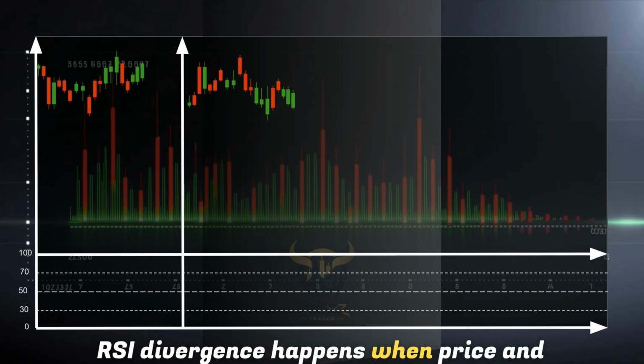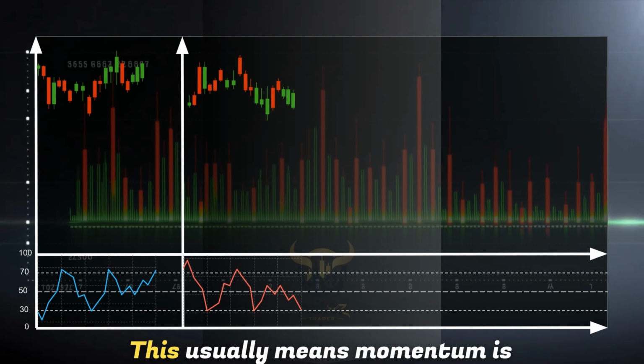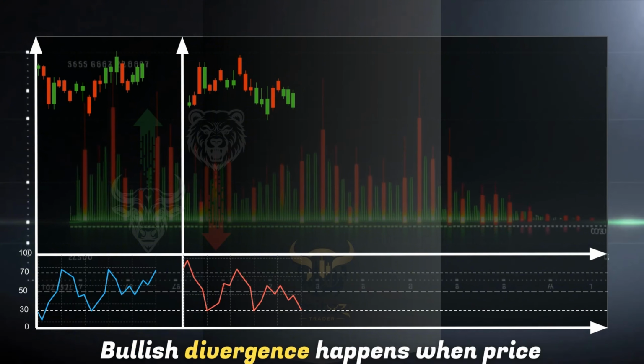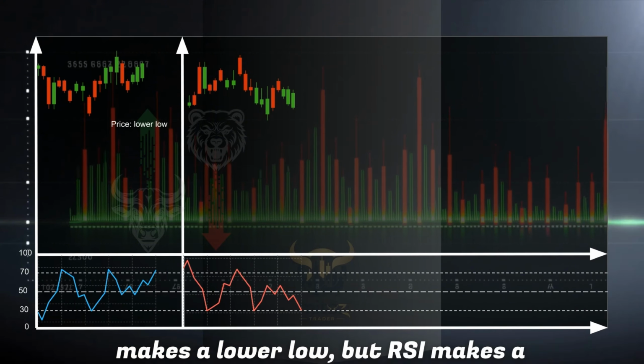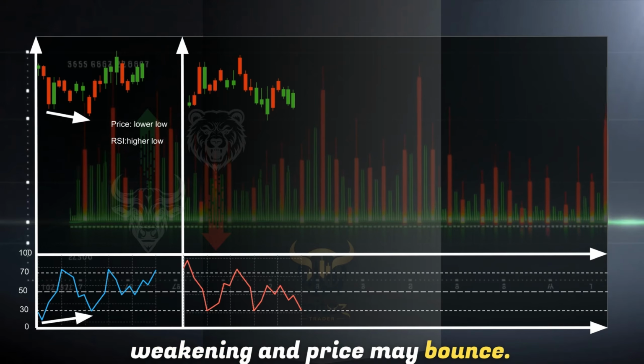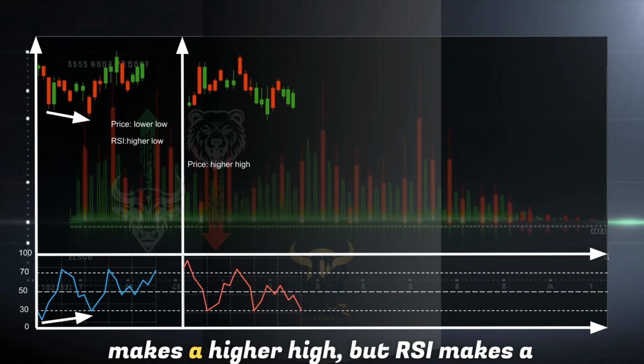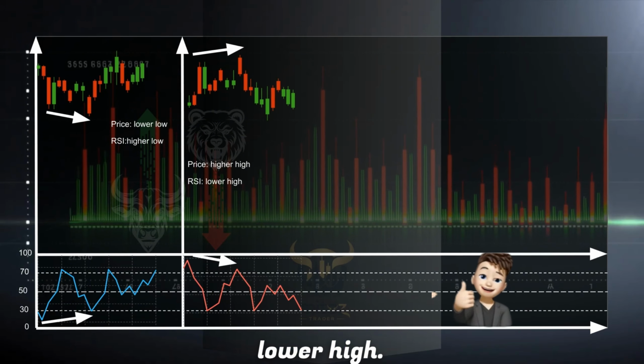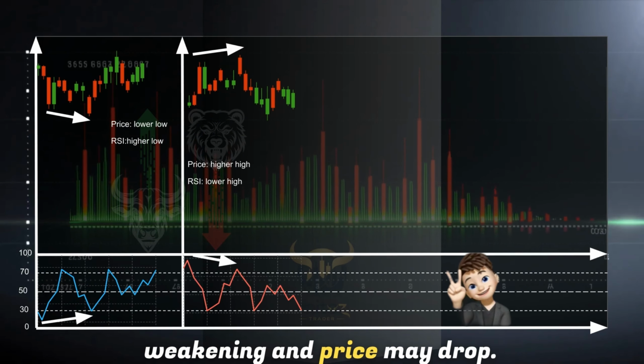RSI divergence happens when price and RSI move differently. This usually means momentum is changing. Bullish divergence happens when price makes a lower low, but RSI makes a higher low. This shows selling pressure is weakening, and price may bounce. Bearish divergence happens when price makes a higher high, but RSI makes a lower high. This shows buying pressure is weakening, and price may drop.